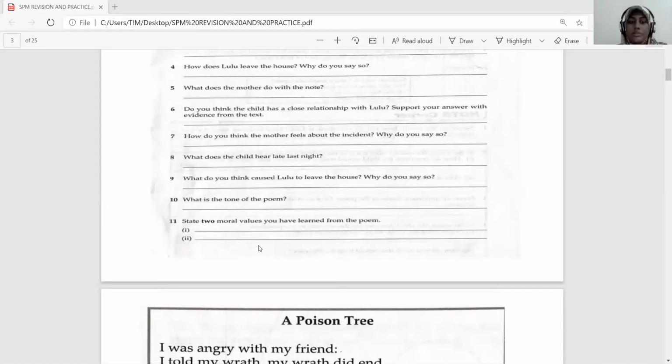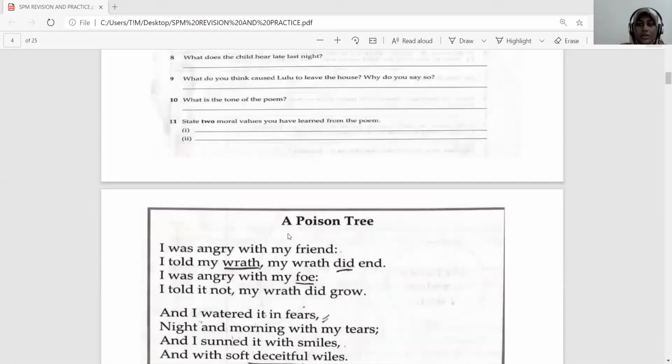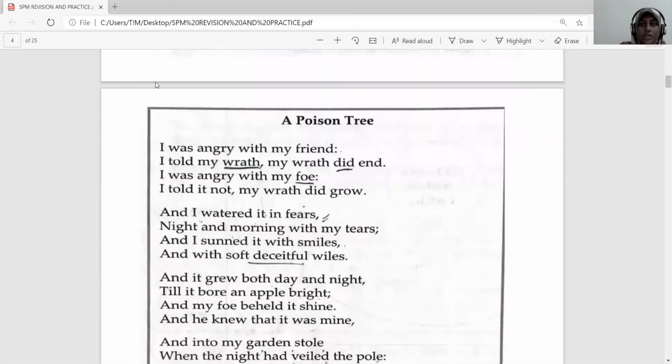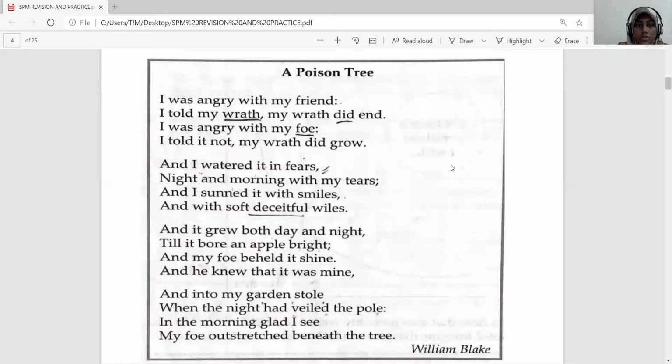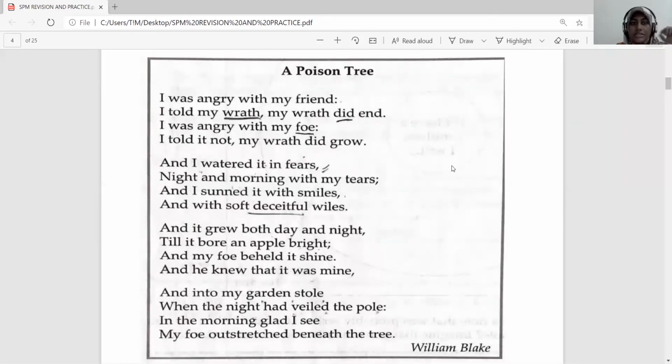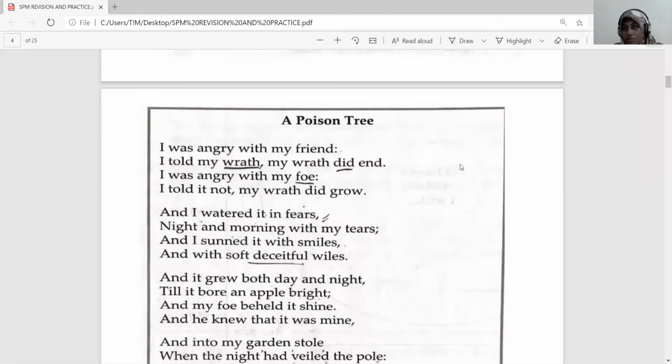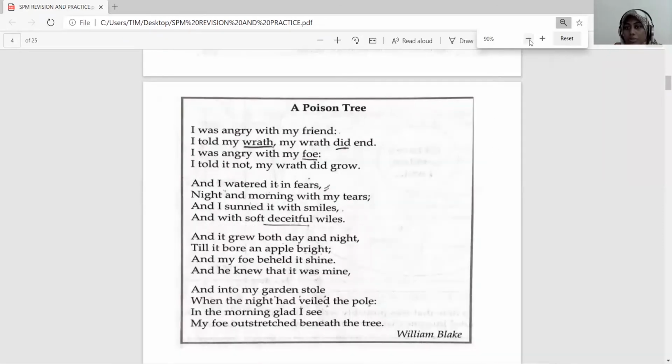So, okay, that's all for your question, What Has Happened to Lulu. Shall we move on? Are you all okay? All right. Okay, let's look at Poison Tree. If there's no question for What Has Happened to Lulu, then we will move on to, what is this? Poison Tree. Can you see? Yeah, make it smaller a bit, right?